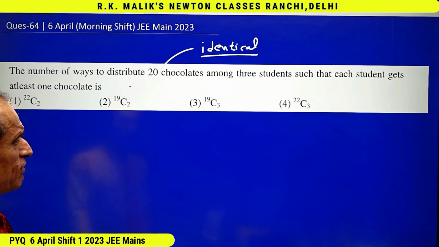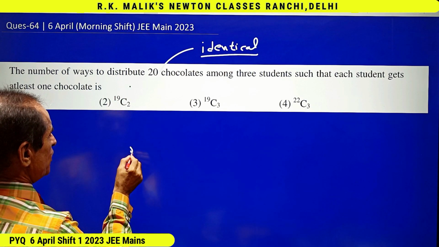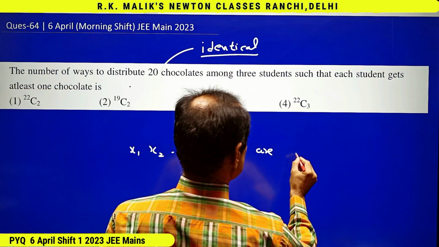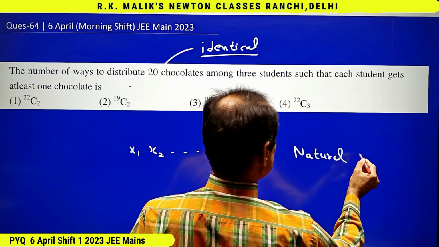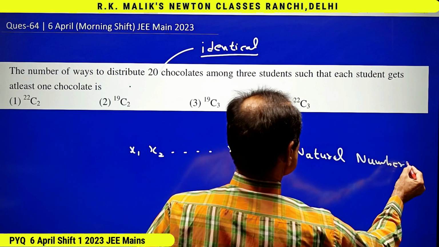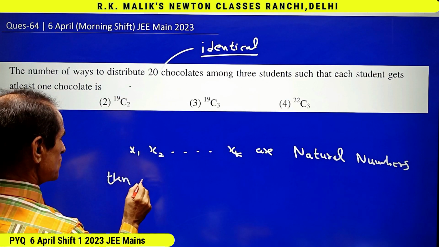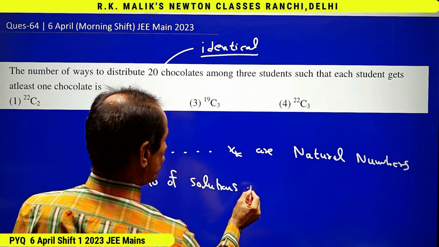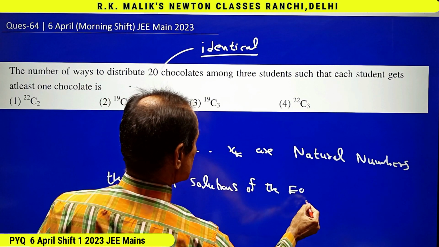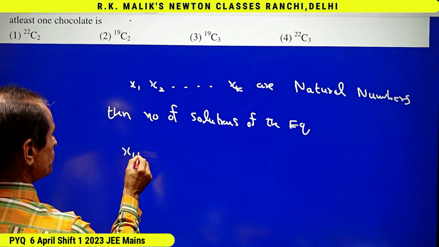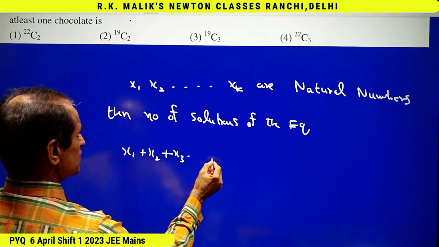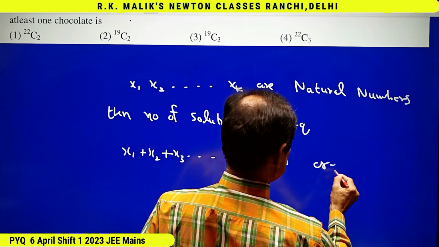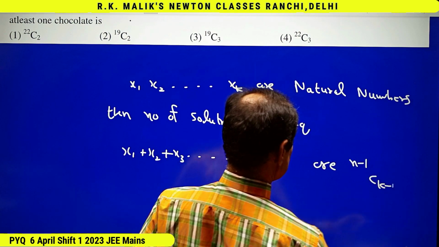Before I do this question, remember this formula: if x1, x2, up to xk are natural numbers, then the number of solutions of the equation x1 plus x2 plus x3 up to xk equal to n are n minus 1 C k minus 1.